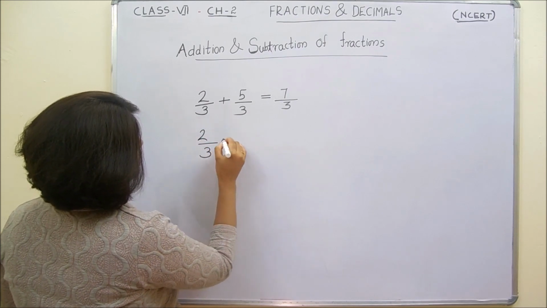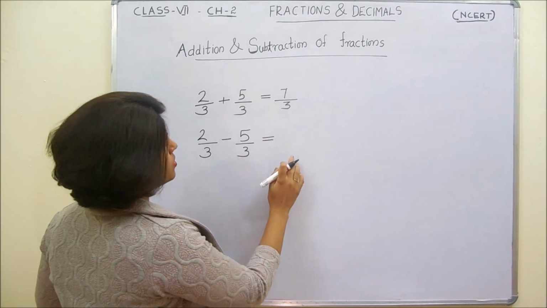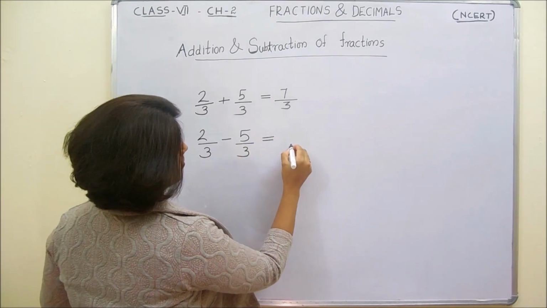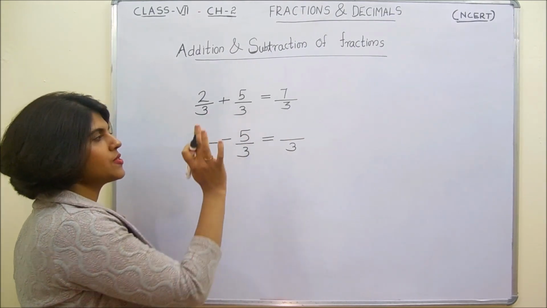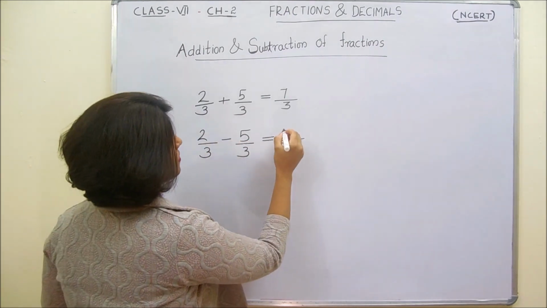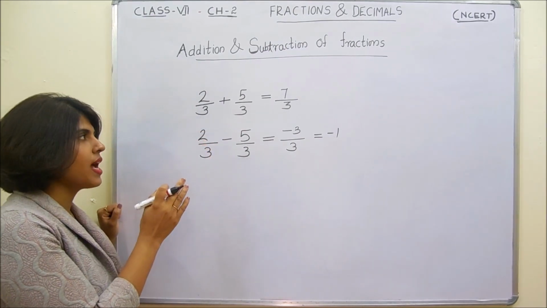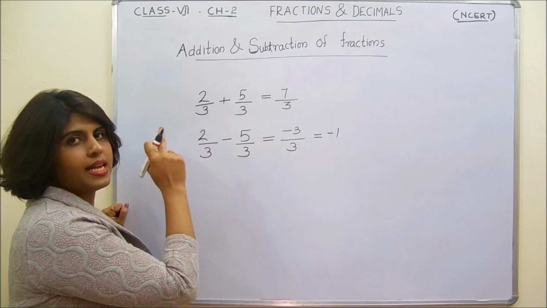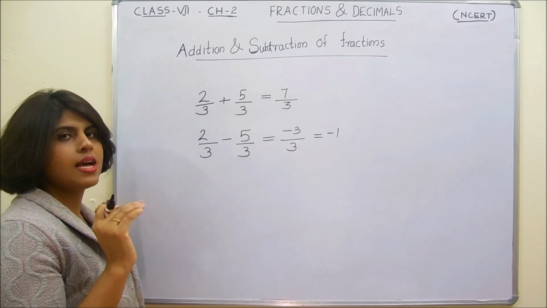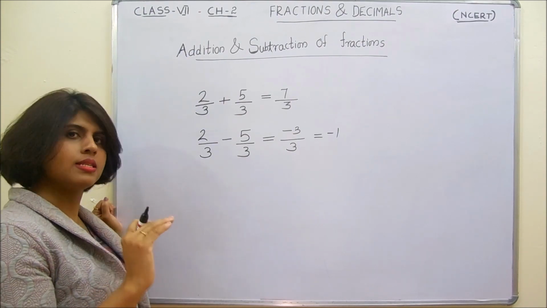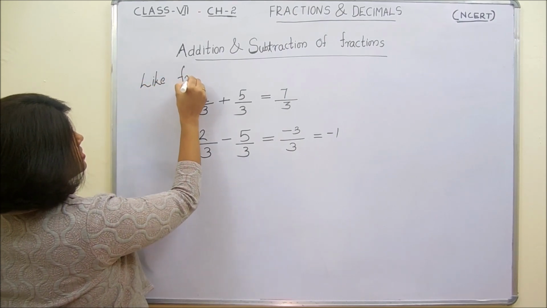We are considering the same example, 2 by 3 minus 5 by 3. Here also the denominator remains same, that is 3 itself. And what is the operation in the numerator? 2 minus 5. We can do the operation directly. 2 minus 5 is minus 3, that is equal to minus 1. So in the case of like fractions, we can do the operations addition and subtraction in this way. Just we have to do the operation in the numerator directly and keep the denominator same. Clear? This is in the case of like fractions.